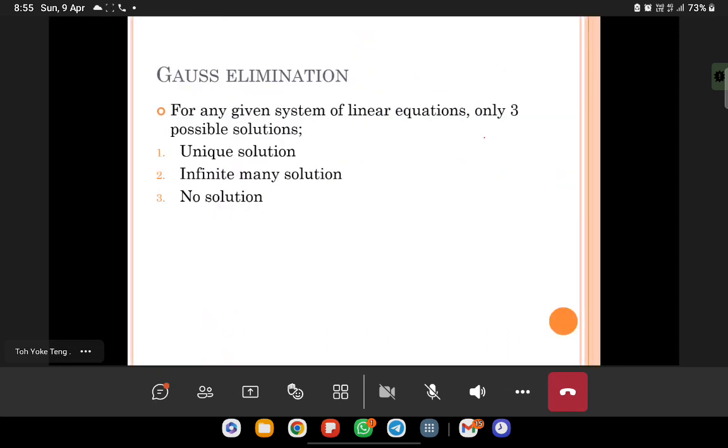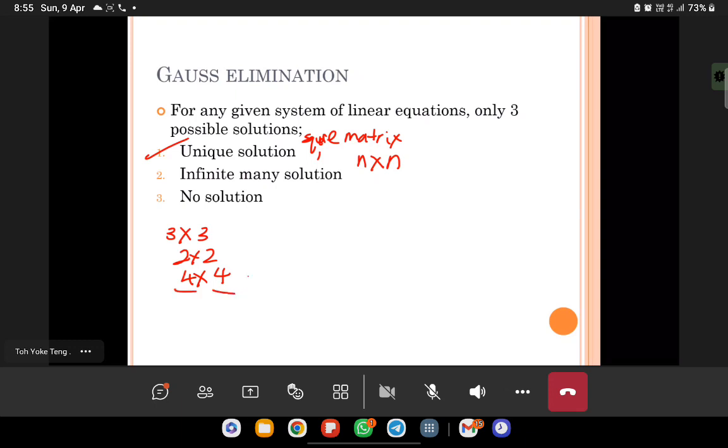For Gauss elimination, there are only 3 possible solutions. In our syllabus, we only consider the unique solution, using the square matrix. Square matrix means an n times n matrix. Let's say a 3 times 3 matrix, 2 times 2 matrix, or 4 times 4 matrix. The dimensions of the row and the column are the same. We call it a square matrix, n times n.